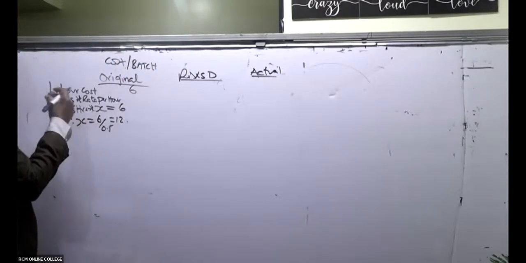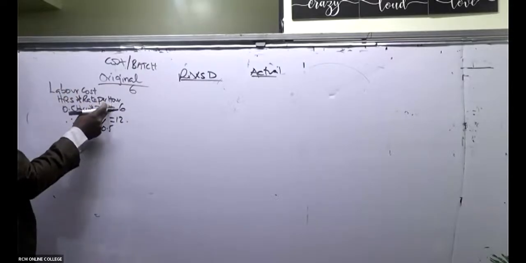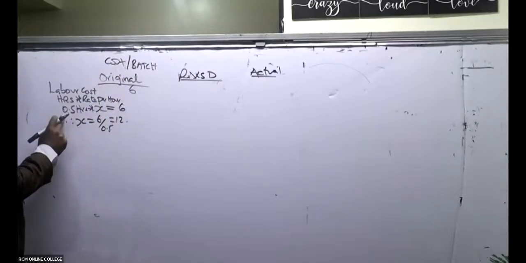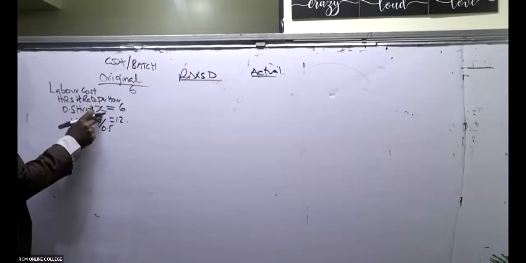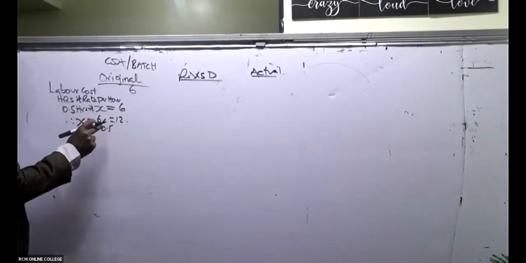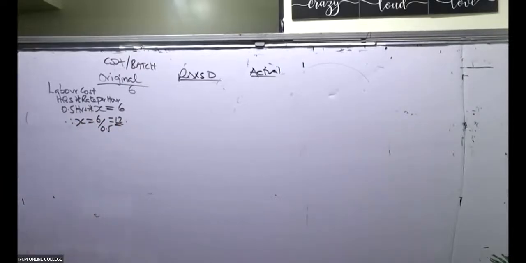And you're saying, how do we generally get this labor cost? We normally take the hours worked times rate per hour. To make one batch, we need 0.5 hours. The rate per batch has not been given, but we know that 0.5 times X should equal 6. Therefore X is 6 divided by 0.5, which gives 12. So our X is 12.